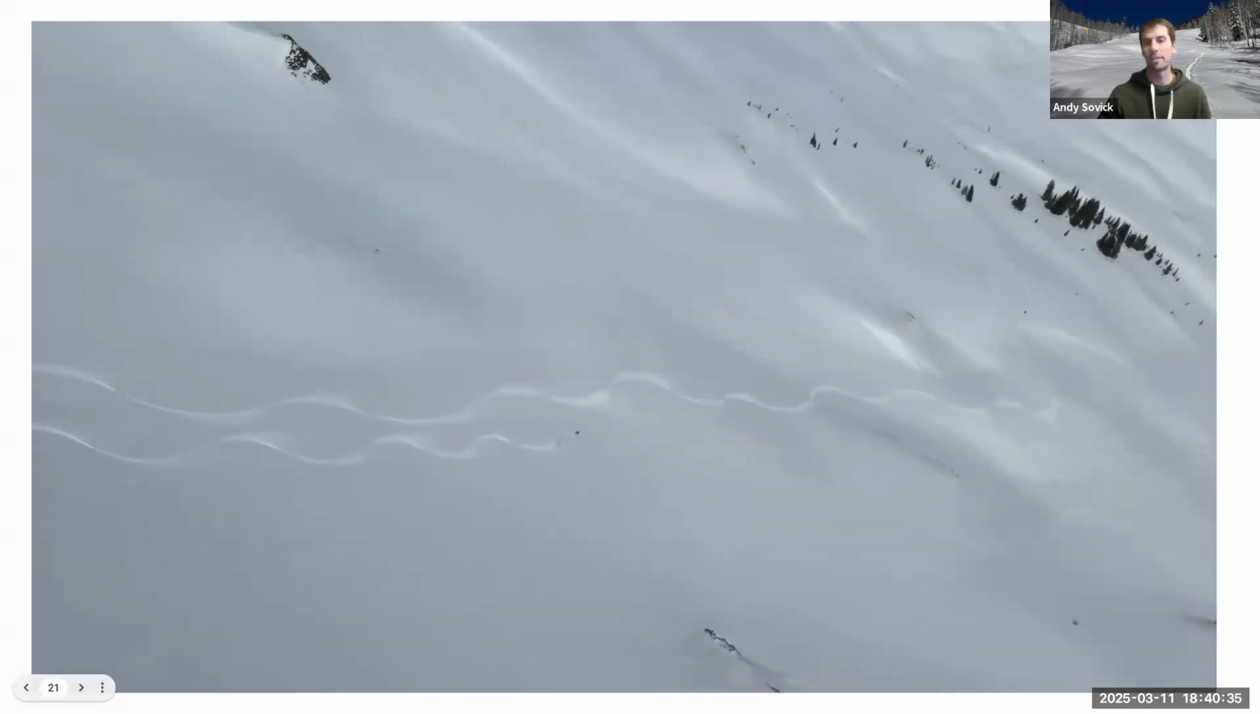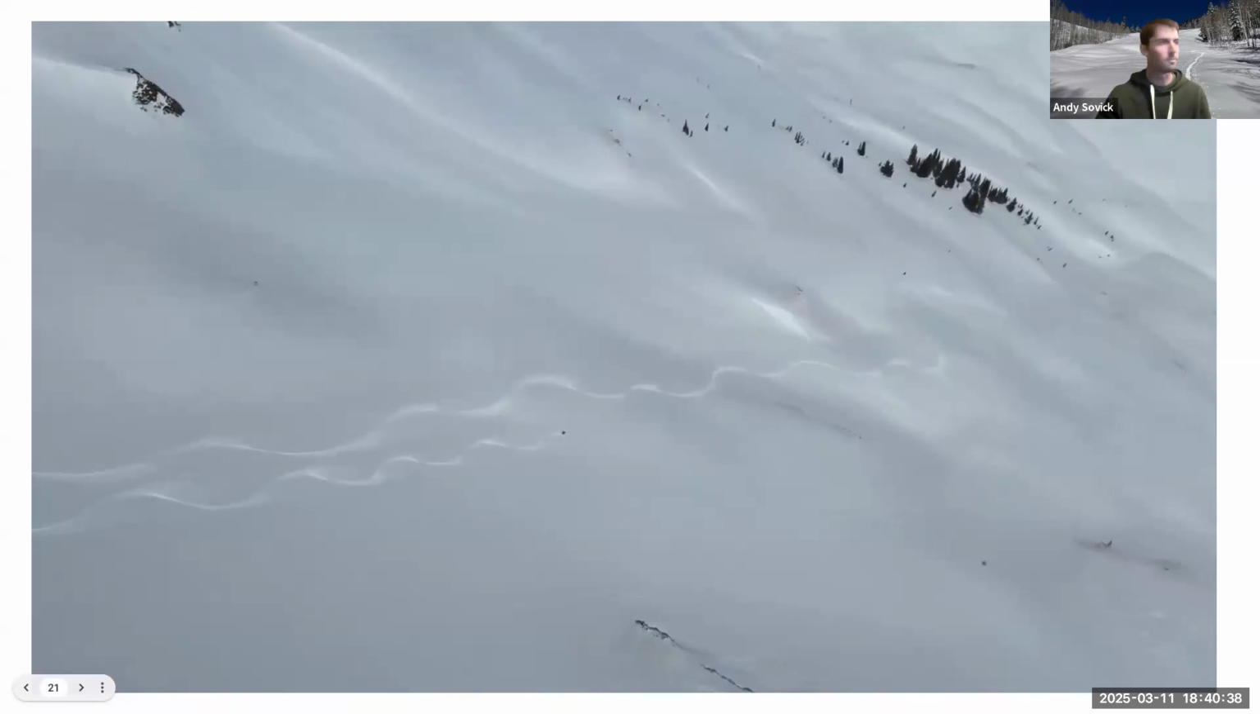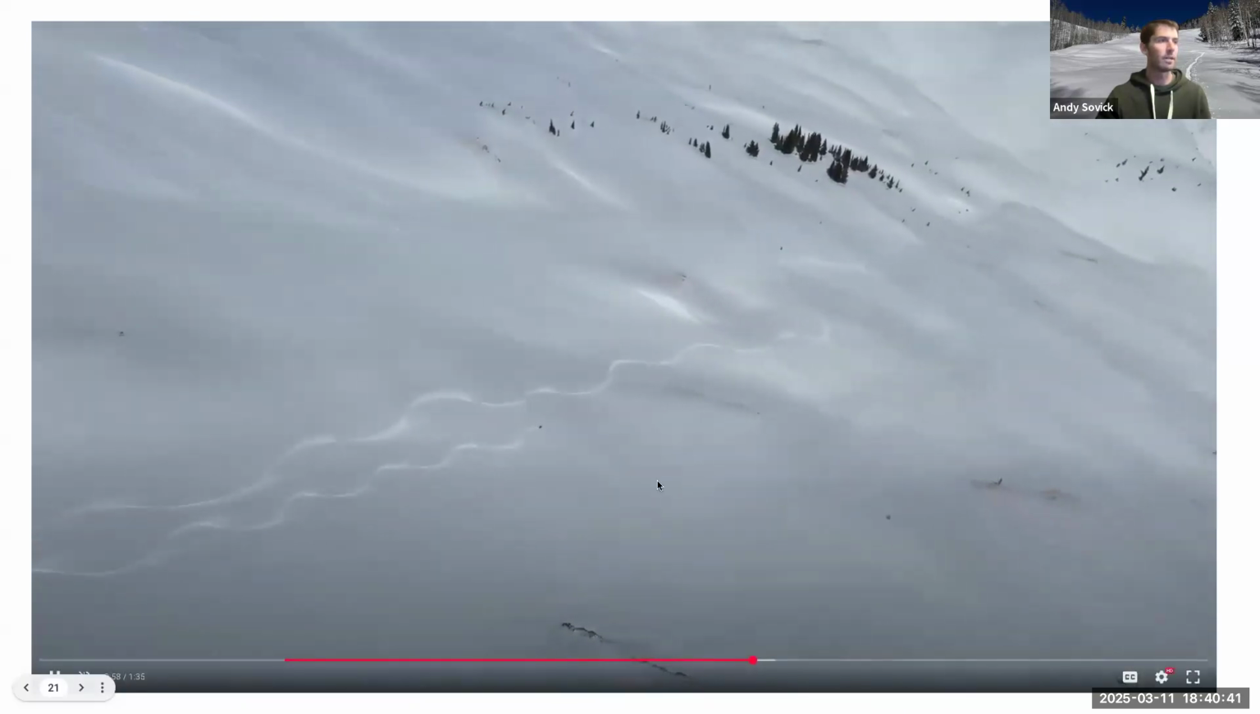So these are all methods we use to go ski the terrain that we want and come home tomorrow and enjoy another day out in the backcountry.